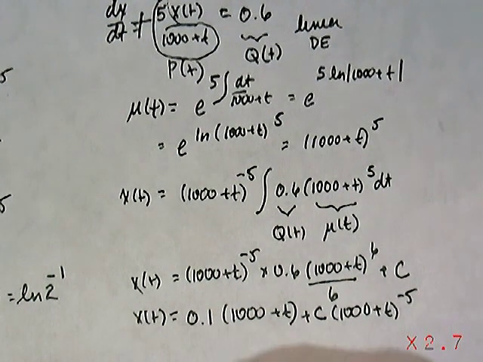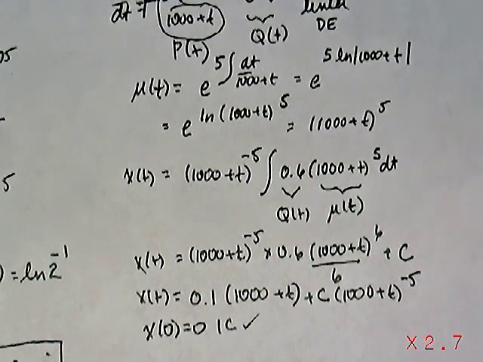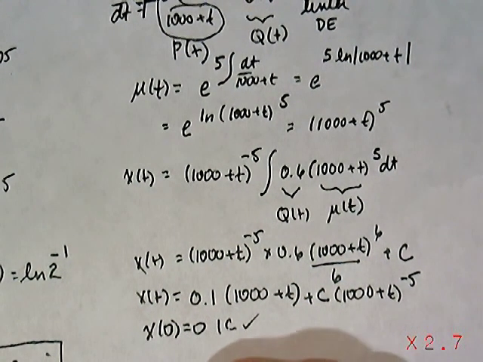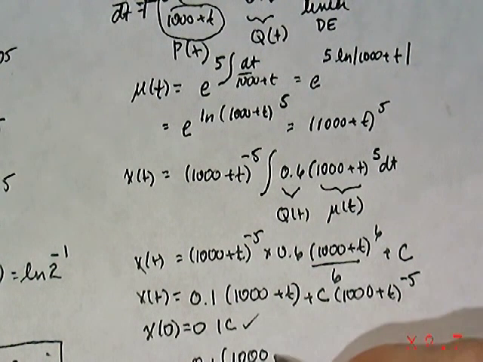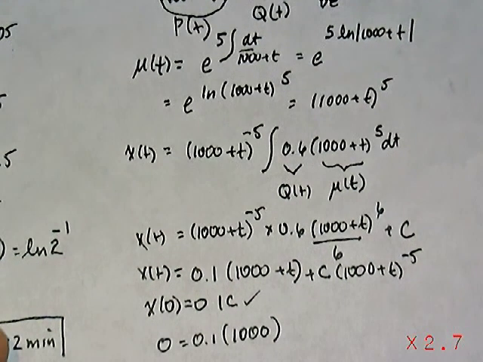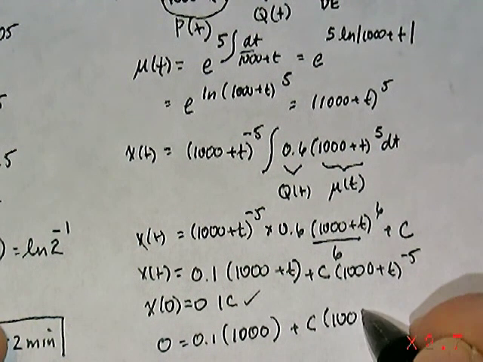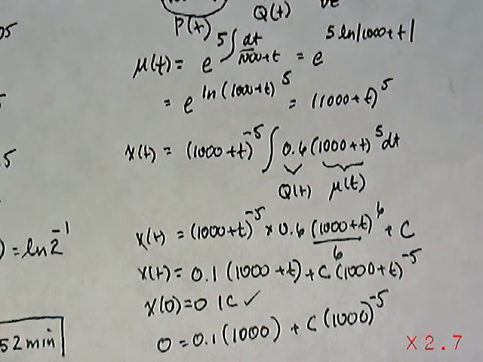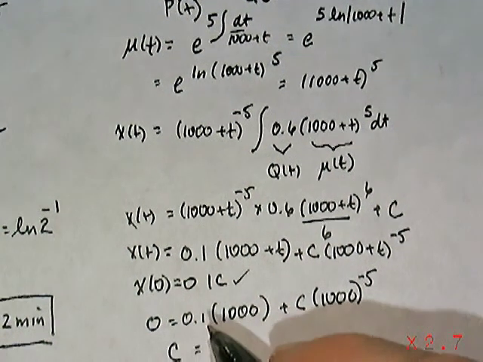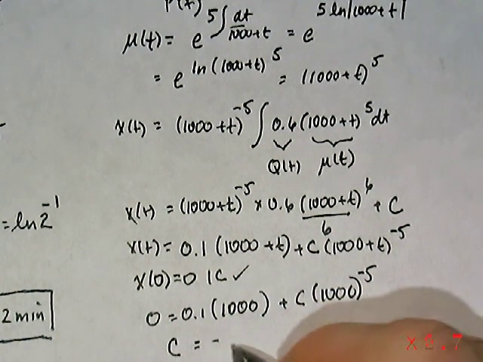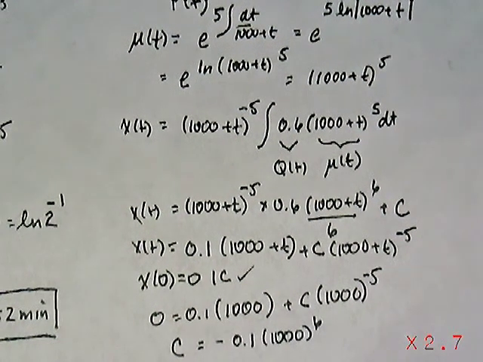And recall that we had initially pure water, so we know this initial condition holds that x is equal to 0. So then we could say, well, that means then that 0 has to be 0.1 times 1,000 plus 0, which is just 1,000, plus c times 1,000 to the negative 5 power. And what we'll end up showing in solving that is that the constant would have to be negative 0.1 times 1,000 to the 6th power.